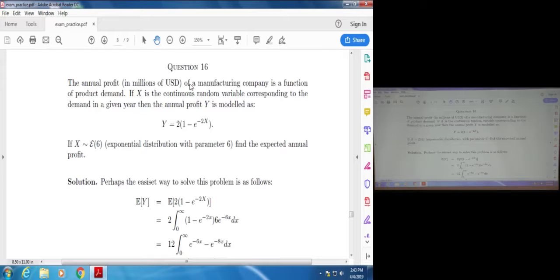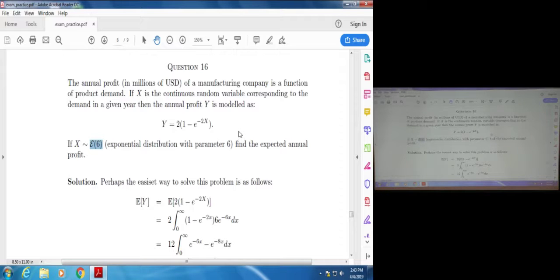The annual profit in millions of US dollars of a manufacturing company is a function of its demand. If X is a continuous random variable corresponding to demand in a given year, then the annual profit is like this. Now X is supposed to be exponential 6. We want to find the annual expected profit.